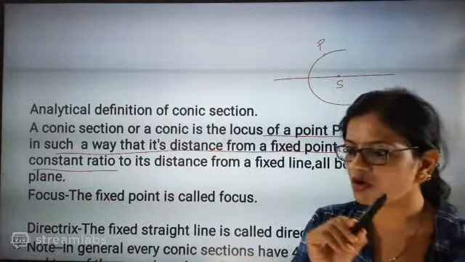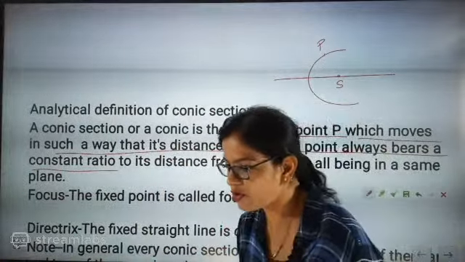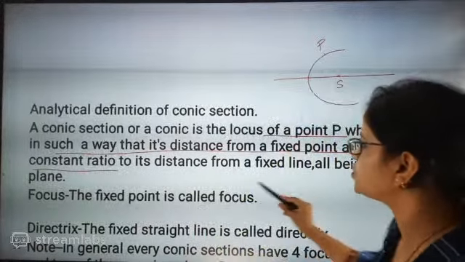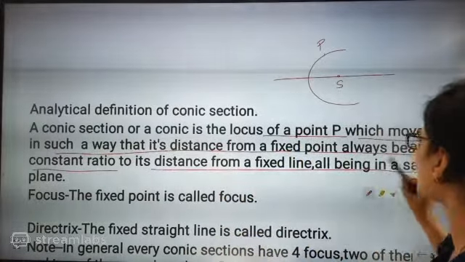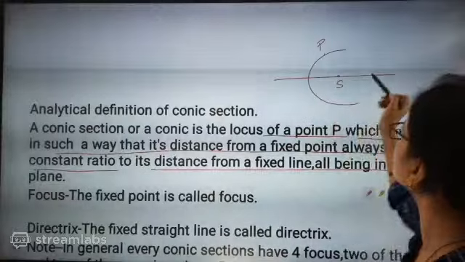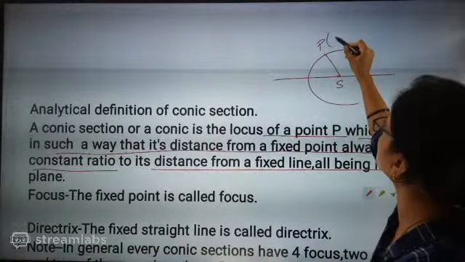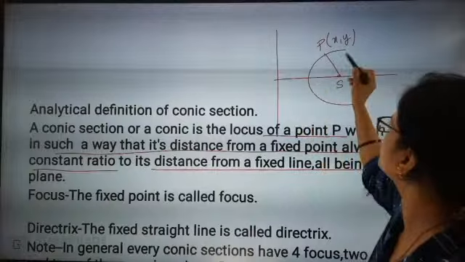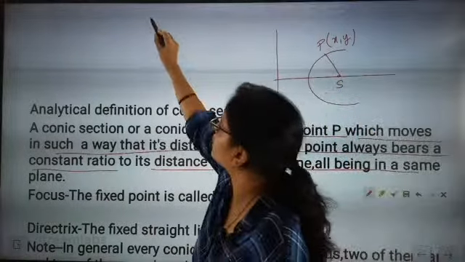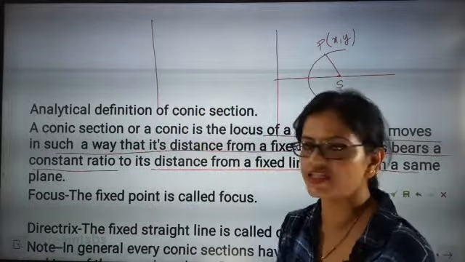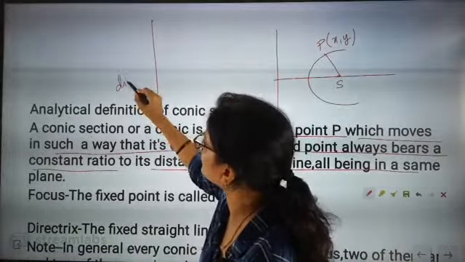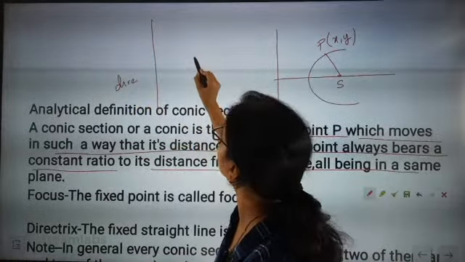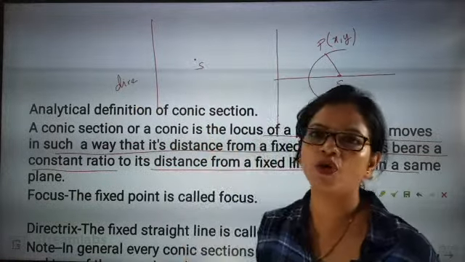It will always bear a constant ratio. What type of constant ratio? To its distance from a fixed line, all being in the same plane. So one line is going to be drawn, and we are going to remove this line. Now we only take that fixed line, which is called the directrix. The directrix is the fixed line, and the fixed point is called the focus.